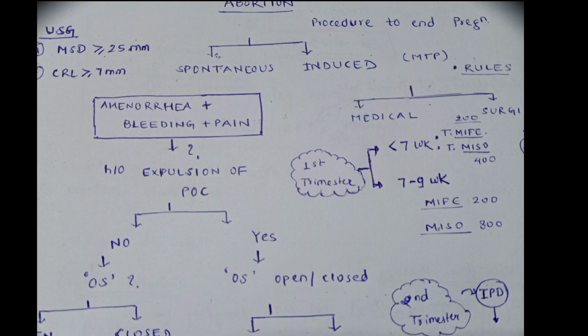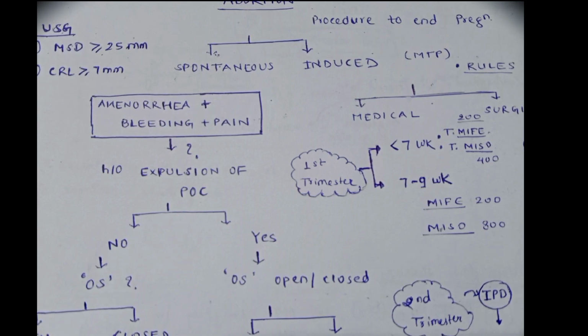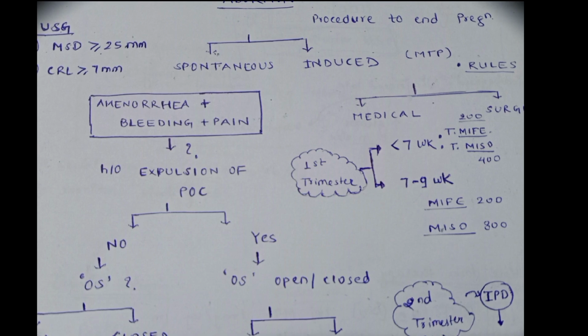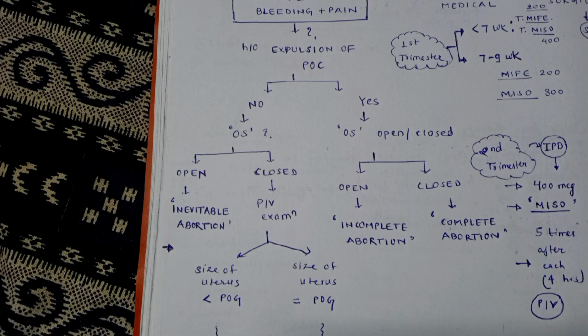Then the next thing, as a healthcare professional, we will ask about the history of expulsion of product of conceptus. So what is product of conceptus? It is the embryo that is present inside the womb. We will ask the patient whether there is a history of expulsion of product of conceptus or not. If the history is yes, then we will do a per speculum examination to see whether the os is open or closed.